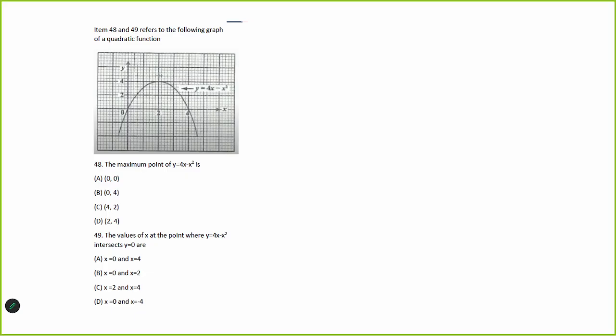This one here, the maximum point, that's the turning point here. x is 2, y is 4. So 2, 4. The values of x at which the graph intersects: if it intersects the x-axis, that means y equals 0. So it intersects at this point here and this point here. x is 0, y is 0, and x is 4, y is 0. So the values would be 0 and 4.